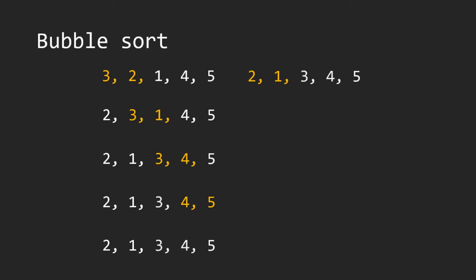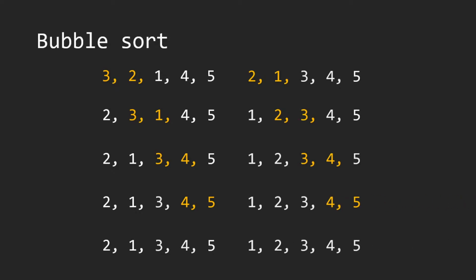Next, we repeat the process. 2 and 1 swap places, 2 and 3 is okay, 3, 4 as well, and 4 and 5 okay. And that's how we get the result.